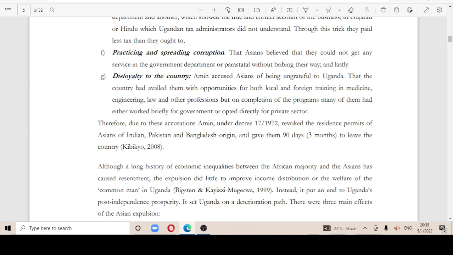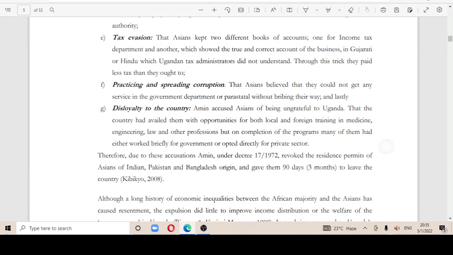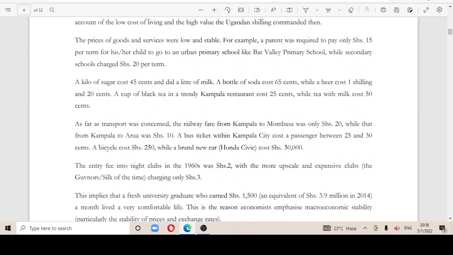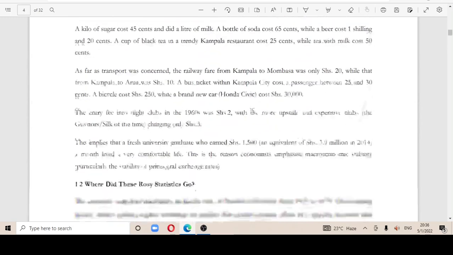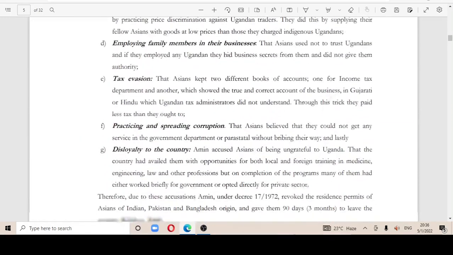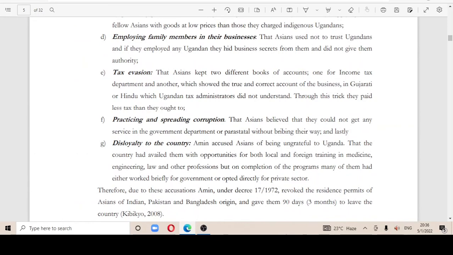So although the Asians were expelled, the economy did not improve, but instead it put an end to Ugandans' post-independence prosperity. Remember that independence prosperity which was booming, whereby by 1971 Uganda was being considered to have a chance of achieving a GDP growth rate of 7% for the rest of the century. But this did not occur because of President Idi Amin, who came in and put the economy at a cost.